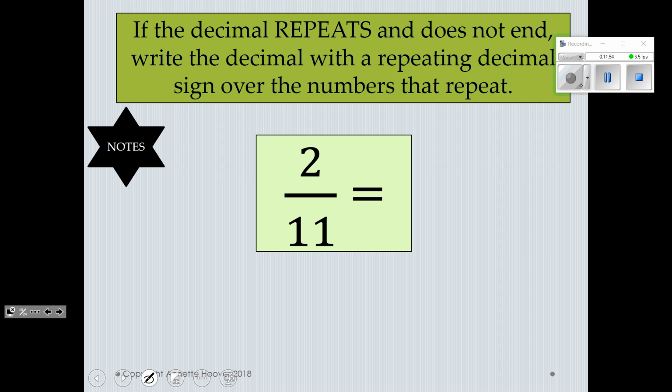2 divided by 11. If you were to do that with your calculator, you would see that you have 1, 8, 1, 8, 1, 8, 1, 8. You can see that the repeat is 2 digits that repeats over and over again. So when we write that decimal, we're going to write it as 18 hundredths, but we're going to have this repeat line over it, which means that that 18 is going to continue in a loop.